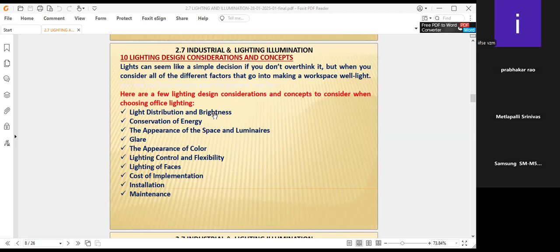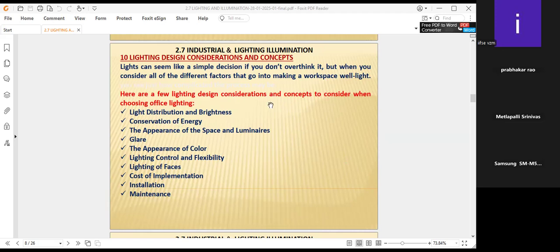Otherwise, with the current or with the electricity, we cannot play games just like that. Electricity consumption, the selection of the manufacturing company, the selection of the price, it's not comparable, sir. First of all, we have to see the safety in the offices. Like that, we have to see the reputed company, and that reputed company will give the best light, with good distribution and brightness. Conservation of energy is also good.